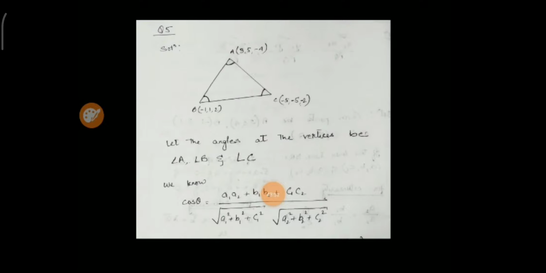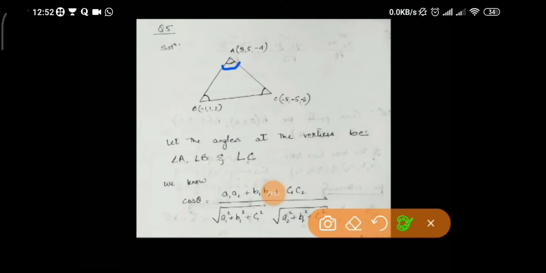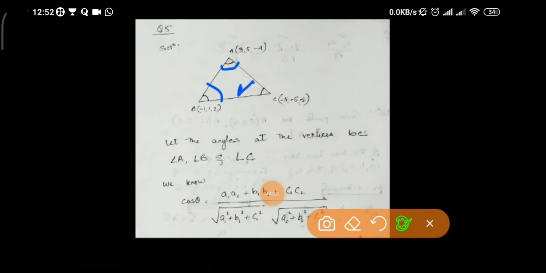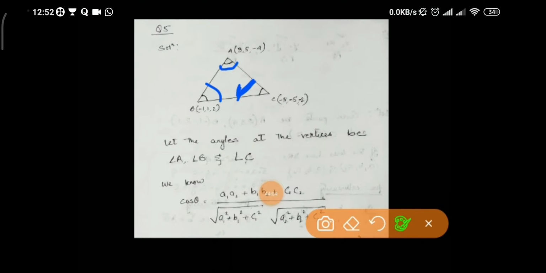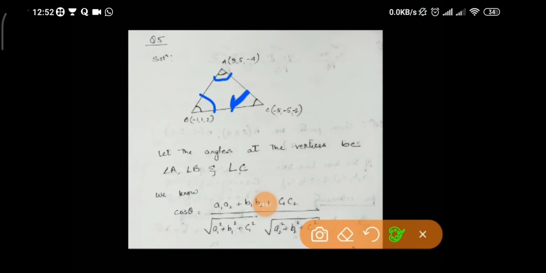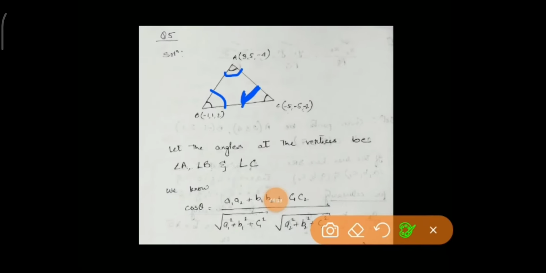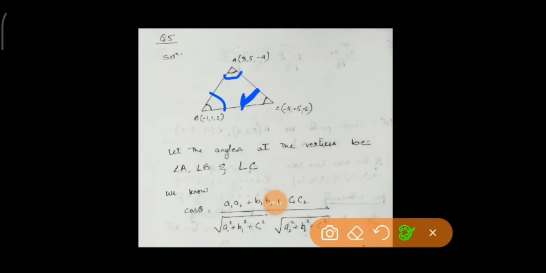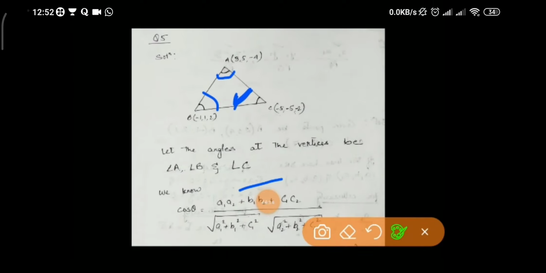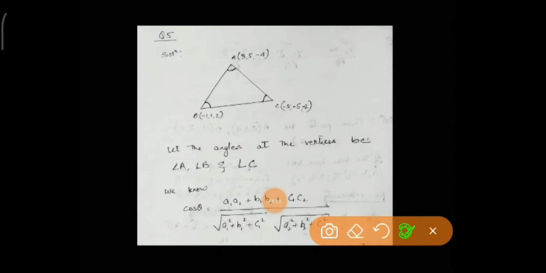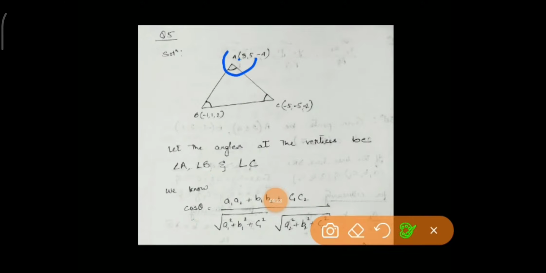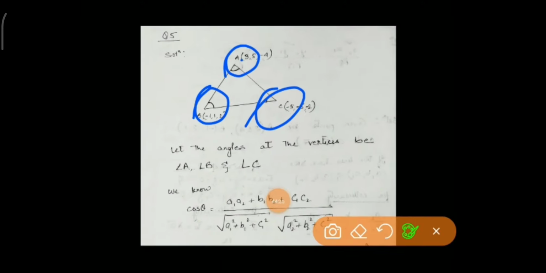Then we need to find the angles, that is, this angle, this angle, this angle. And then we have to say what kind of triangle it is, whether it is a scalene triangle, an equilateral triangle, or an isosceles triangle. Now we know how to find the angle between two lines. This we have just learned. So what do I do? Let the angles at the vertices be angle A, angle B and angle C.